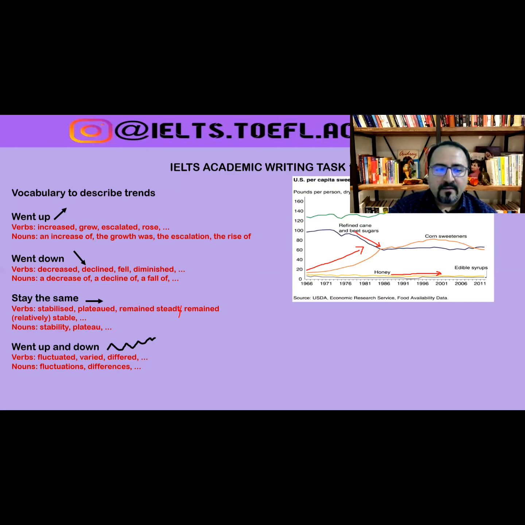The fourth set of the verbs and nouns that we can use for describing the graphs is the fluctuation trends. So what is fluctuation? Fluctuation means going up and down. So we can use verbs such as fluctuated, varied, differed, etc. And the noun forms we can use like fluctuations, differences, etc.